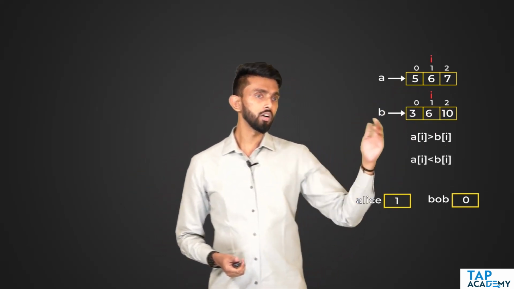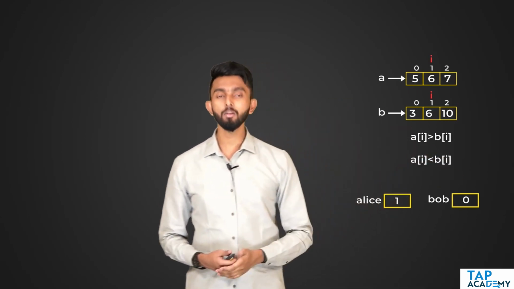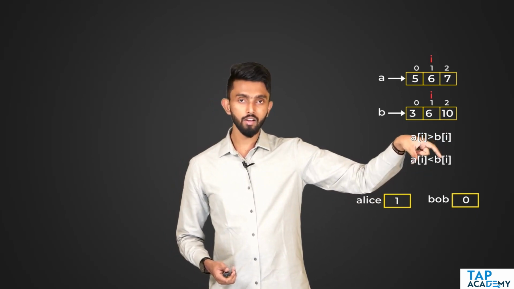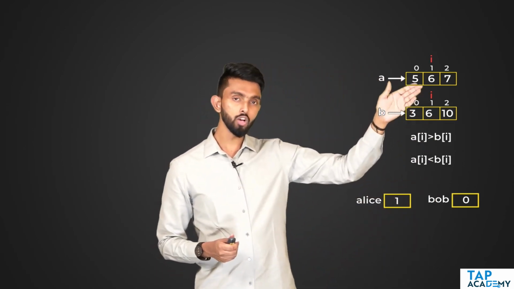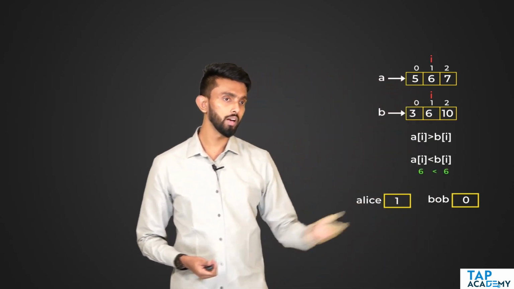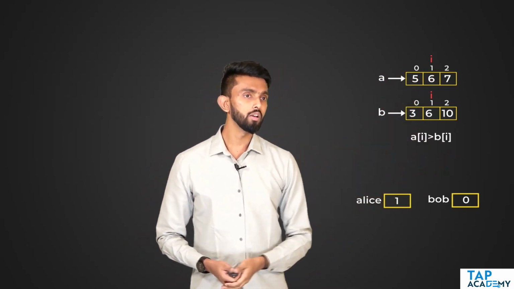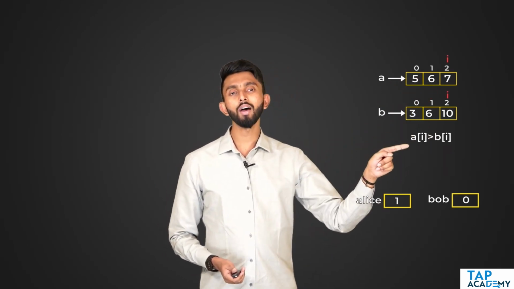And next, obviously, I have to check if A of I is less than B of I, because it's not greater, right? But is it lesser, I will check. If it is lesser, then obviously who should be getting a point is Bob, and in this case it's equal, so obviously Bob will not be getting a point. Obviously this condition is also going to be false, so I will do nothing. I will now move I forward.